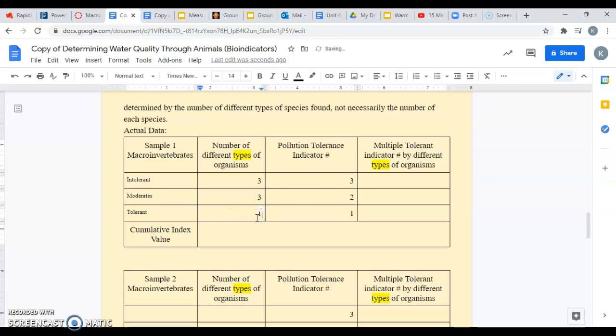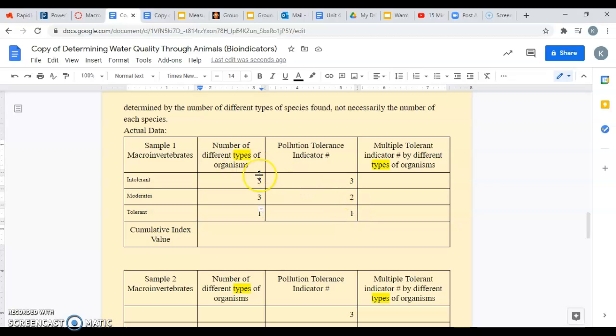Now, the pollution tolerance indicator for each category of species does not change. So the 3 is always the highest. It goes to the intolerance because the more intolerant you are, the higher your presence would be indicative of a clean waterway. So higher index equals intolerant organisms. So the intolerant will always be multiplied by 3, the moderate multiplied by 2, and the tolerant multiplied by 1.